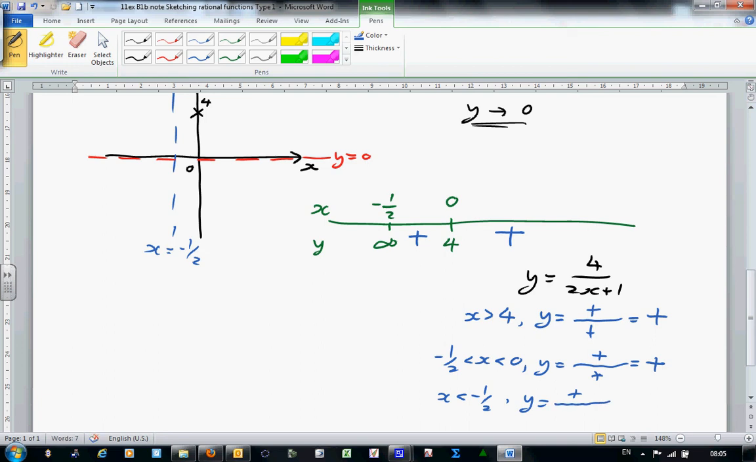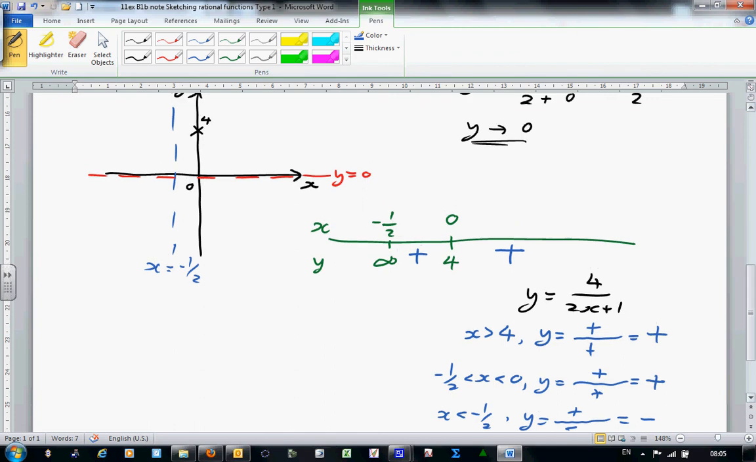We have a definite intercept at 4. We know that on this side, where x is bigger than 0, the y value must be above the axis. This is an asymptote. So we're going to have something that does that. Now watch what happens between 0 and minus a half. It is still positive. The y values are still positive. So that would be going to that asymptote there.